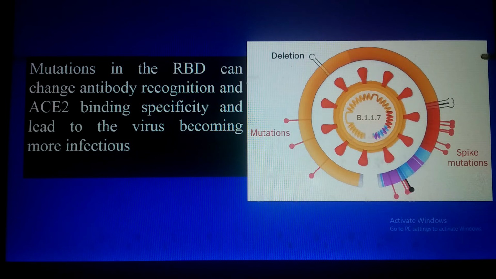Mutations in the RBD can change antibody recognition and ACE2 binding specificity and lead to the virus becoming more infectious. Is it clear? So the changes in the RBD domain change the antibody recognition as well as ACE2, so maybe the vaccine will not be effective. I will share some vaccines with their efficacy against the B.1.1.7 later on.